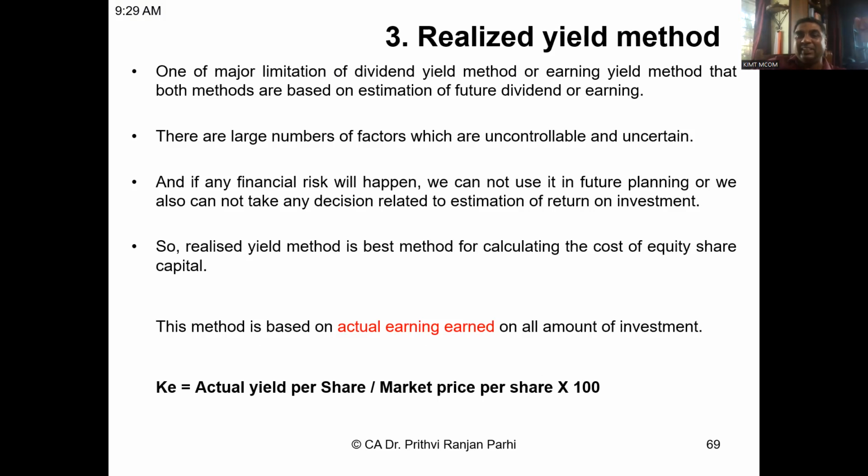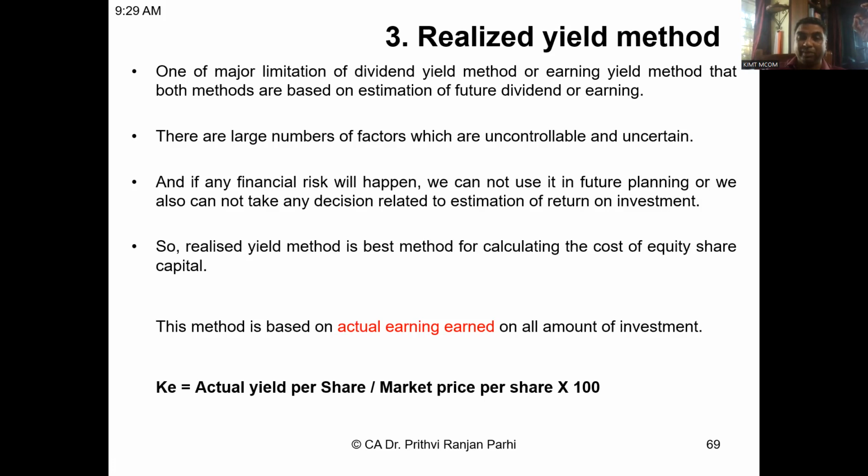This is called the realized yield method. Realized yield. So if the question has given you the data, what is the actual yield? Dividend means what is distributed. Yield means it may not have been distributed. If it is earned, it is earned. So if that data is given, then the formula is almost the same. Only thing you have to take is the actual yield per share divided by market price per share. You'll be able to compute cost of equity by using this method.